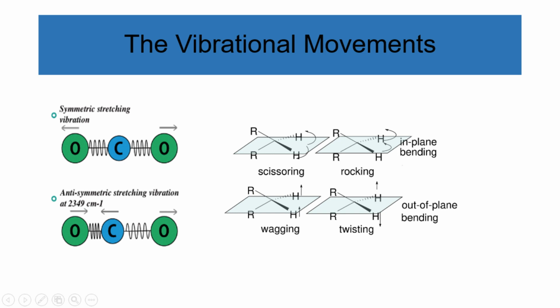Wagging. Wagging is another out-of-plane bending motion where a group of atoms moves from side to side, resembling the wagging motion of a dog's tail. It involves the displacement of atoms perpendicular to the molecular plane. Stretching vibrations require higher energy compared to bending vibrations in molecules. This is because stretching involves changes in bond lengths, which typically have higher bond energies, while bending involves changes in bond angles, which have lower bond energies.